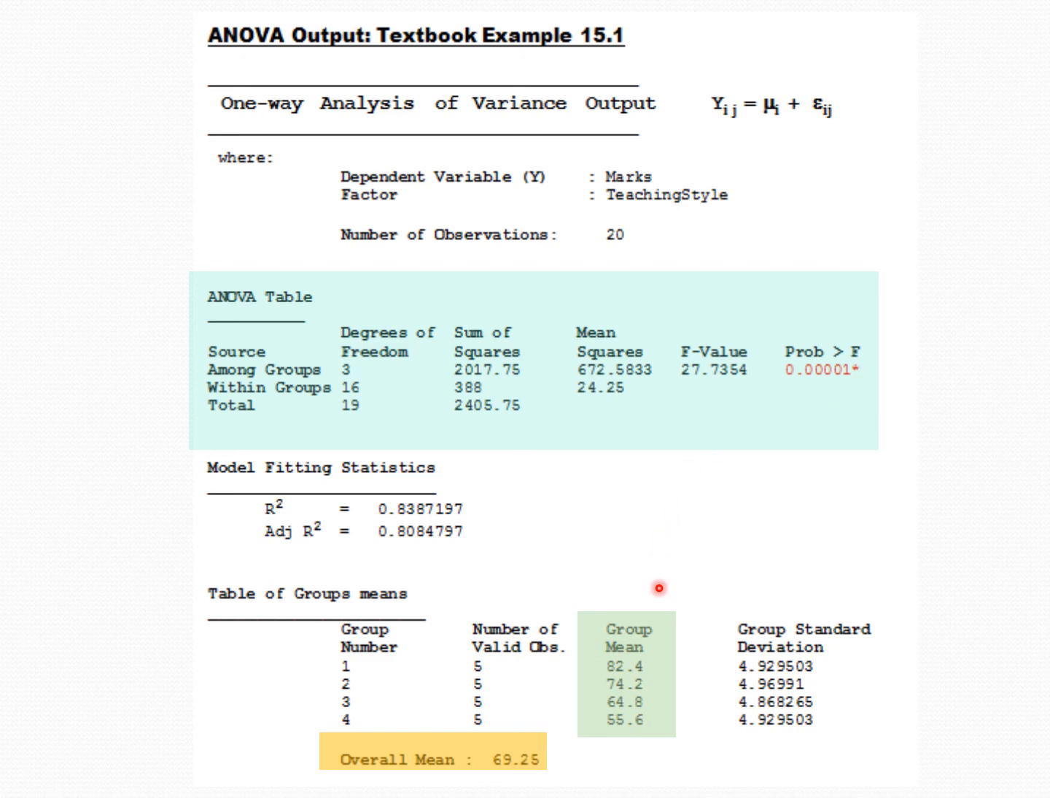Then if you look at your table of your group means, this is your individual group means that is highlighted over here. So the value next to group number 1 will be your Y1 bar. The value next to group number 2 will be your Y2 bar. Then you get your Y3 bar and your Y4 bar. And then the last value on the first part of the output is your overall mean of 69.25, and that will be your Y bar.